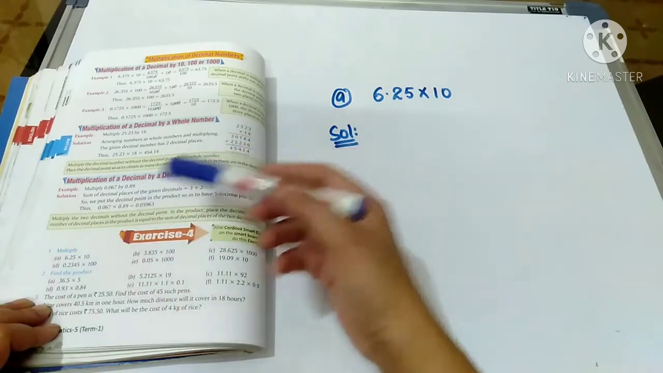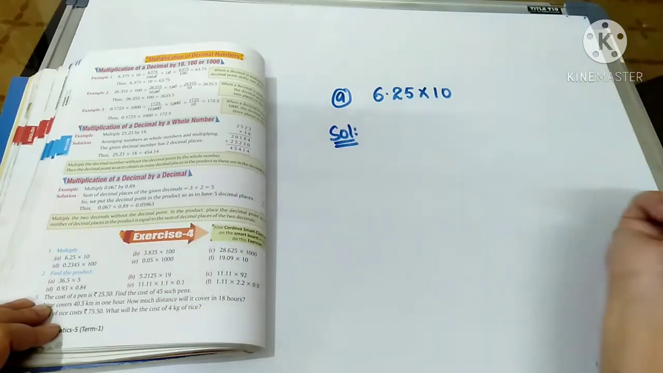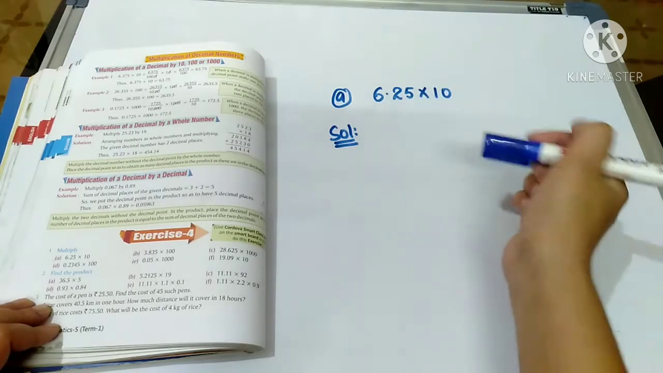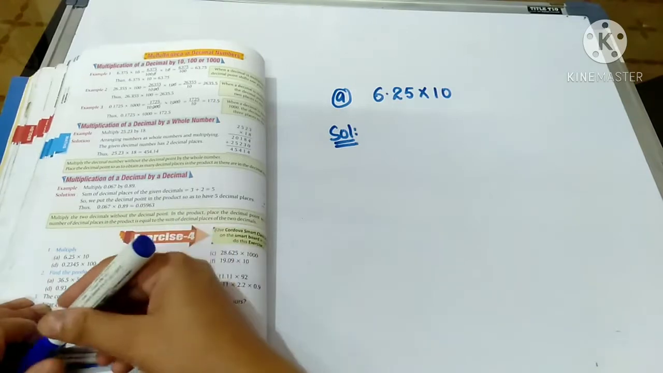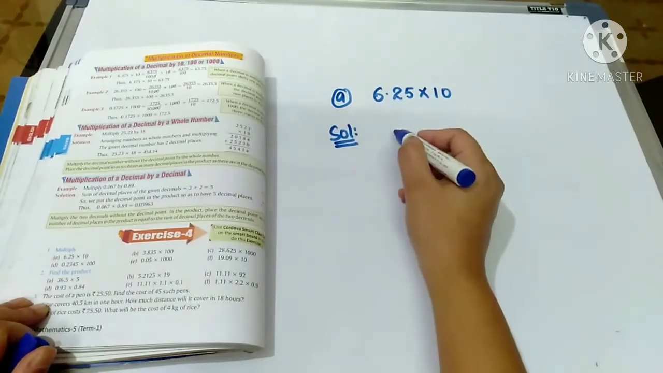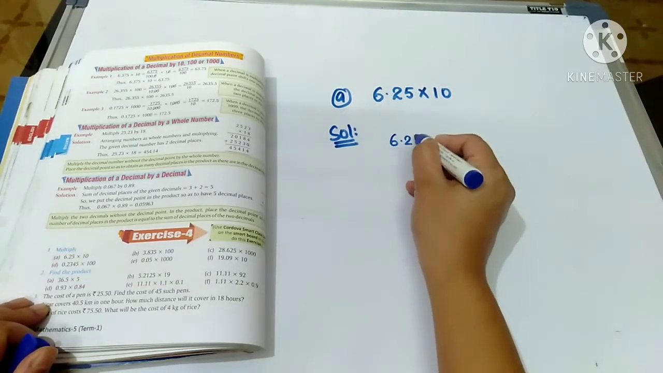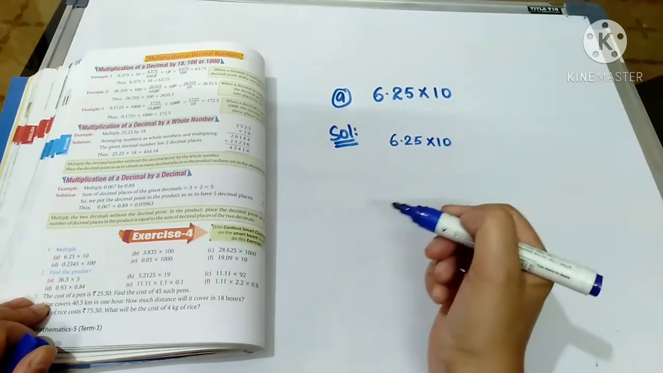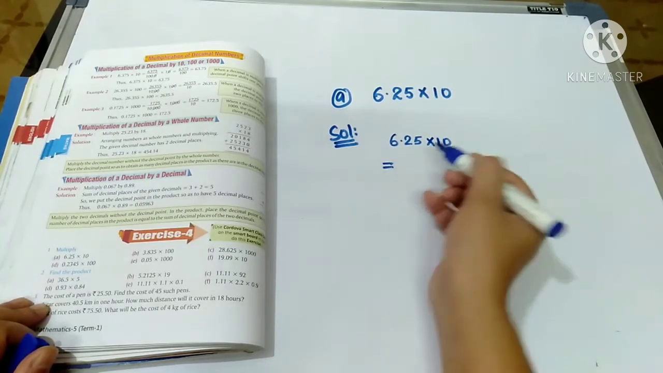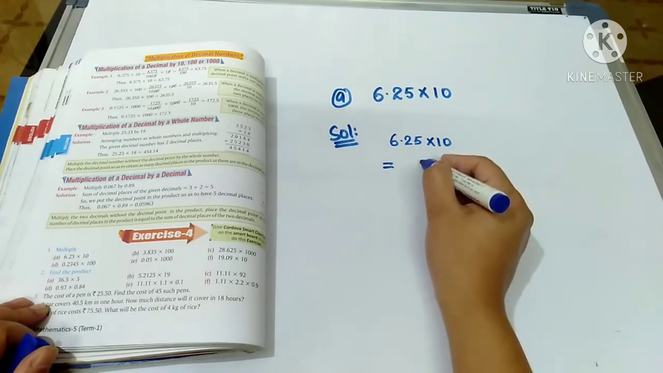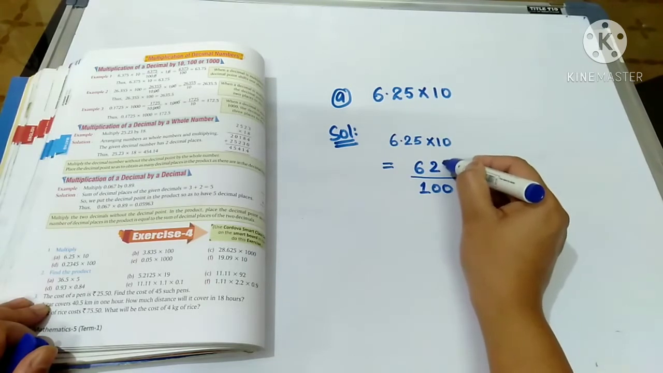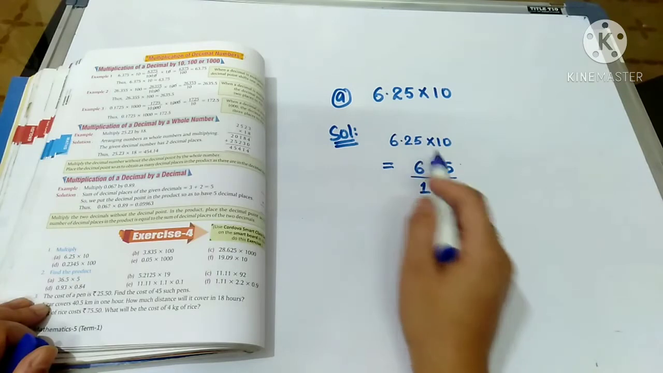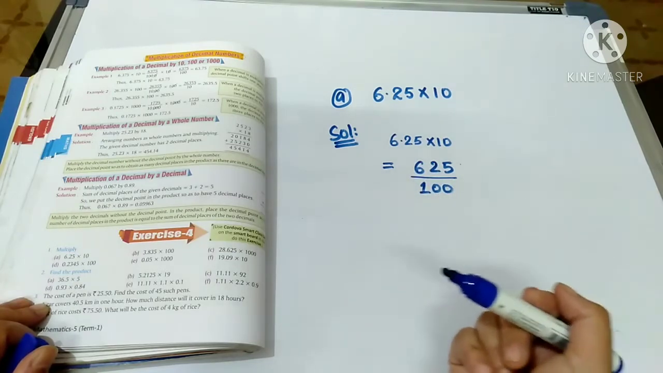Question number 1a, 6.25 multiplied by 10. If any decimal number is multiplied by 10, what we do, see over here, first we are going to write 6.25 multiplied by 10. In the solution you are going to write it like this. Then after that you will write 625 upon 100, as there are two decimal places, so here we will write 2 zeros.